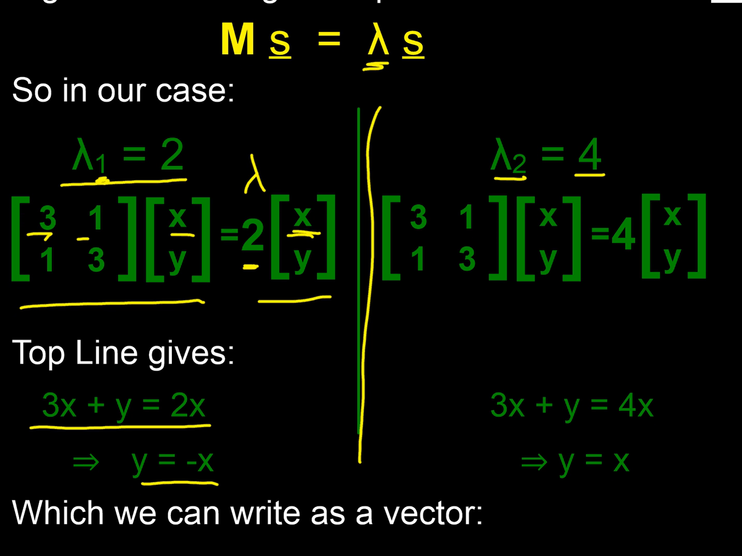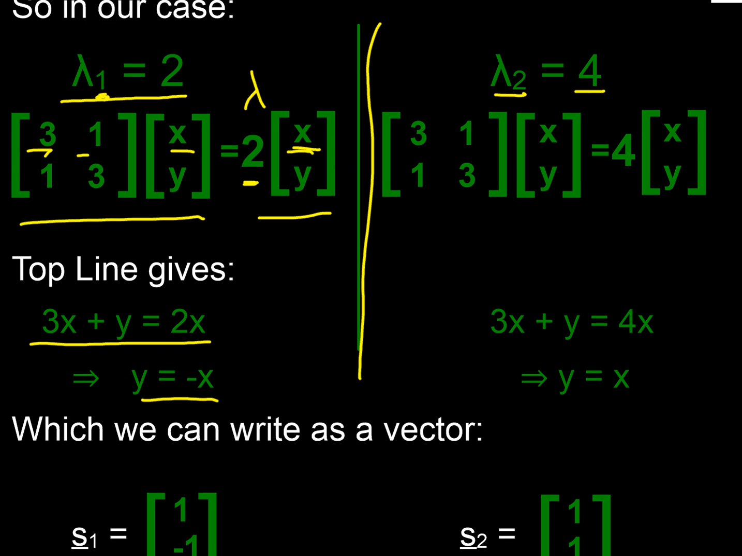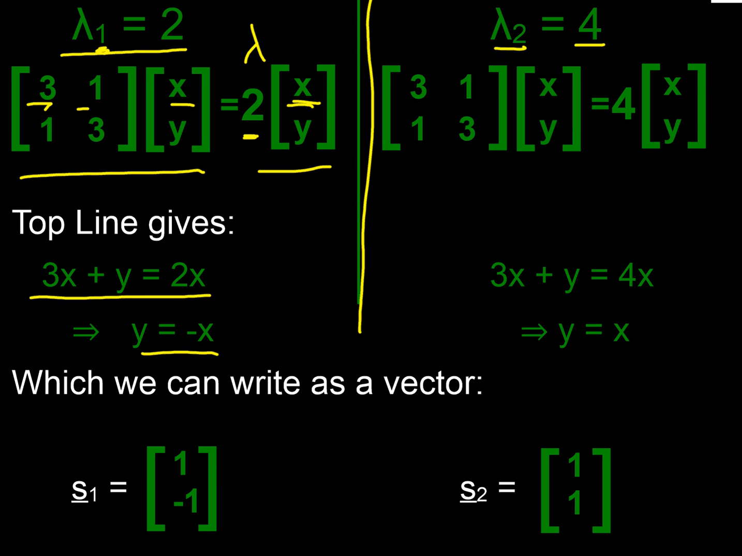So if we wrote that as a vector using x equals 1, we would see that if x equals 1, y must equal minus 1. So we found our first eigenvector. That's our S1 eigenvector. It's 1, minus 1. And if we go through now on the right hand side, we can do the same calculation for lambda 2 is 4, so I substitute my 4 in there.